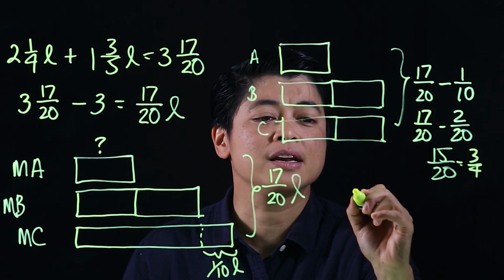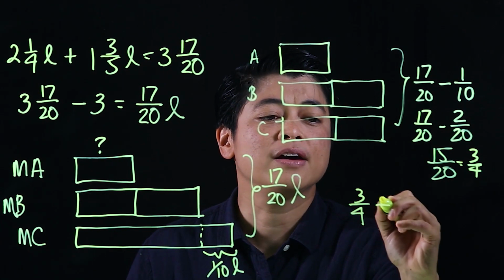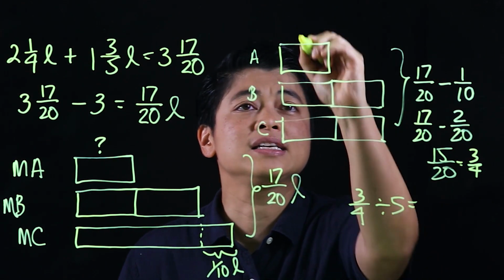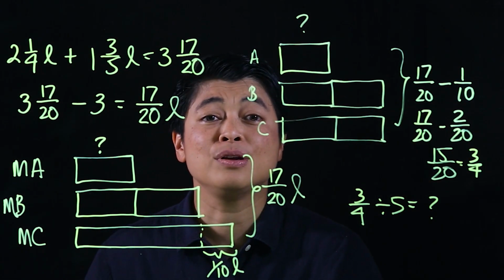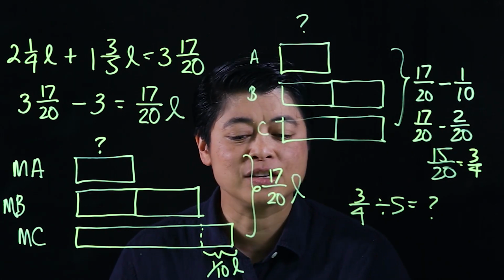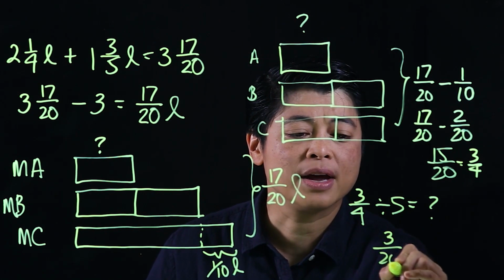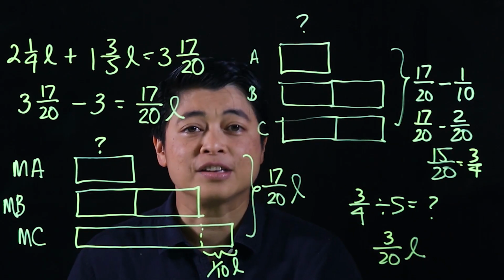Okay, which means 3/4 of a liter divided by 5 is the question mark. So again, since we're able to use a calculator, that answer should be 3/20 of a liter.